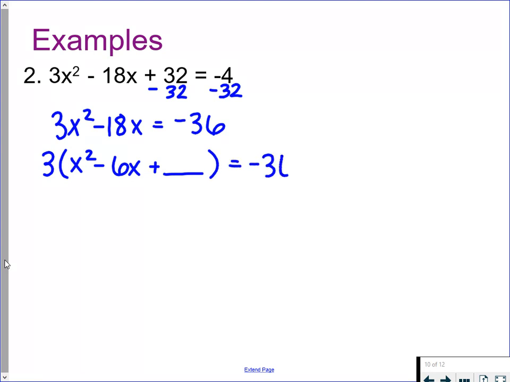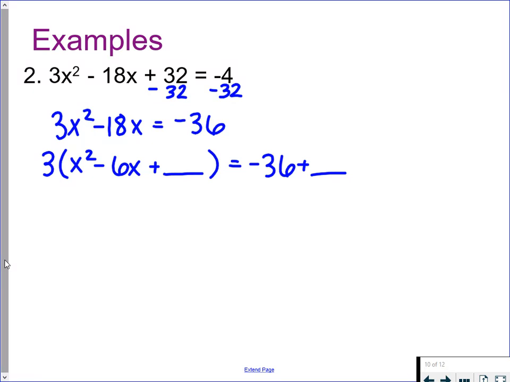Someone might ask the question, well, what if it doesn't go into everything evenly? It is still doable. It's just ugly, okay? If you have an option to do another method, I would. But if you are forced to do completing the square, you just got to go with the ugliness of it, okay? If it's fractions, it's fractions.